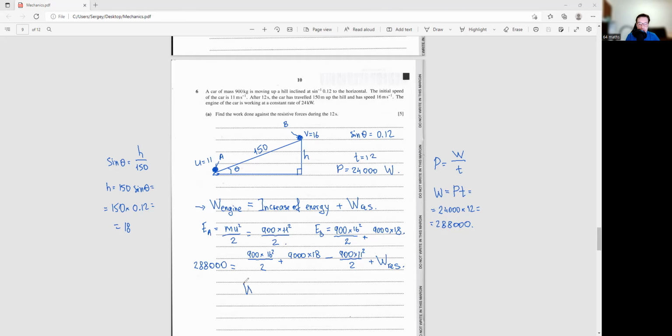Now we can rearrange this equation for the work done against the resistance, and we will get 65,250 joules. And that's going to be my answer for this question. Let's move on to question B.